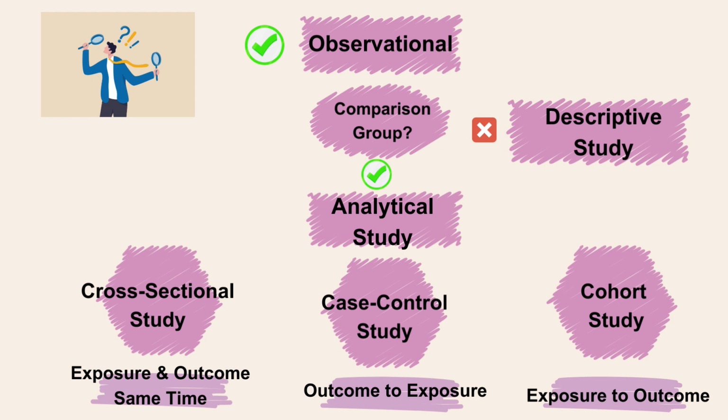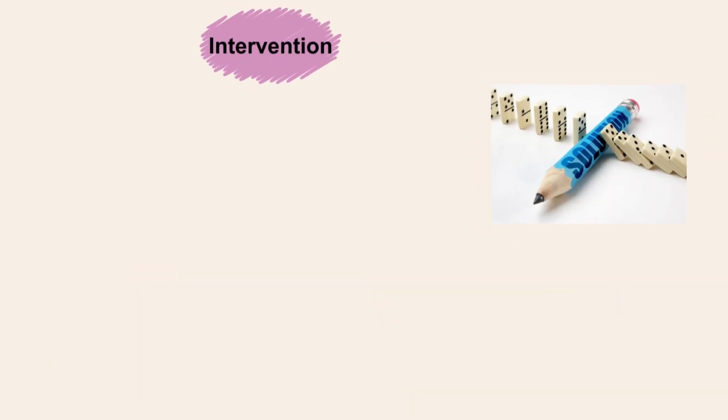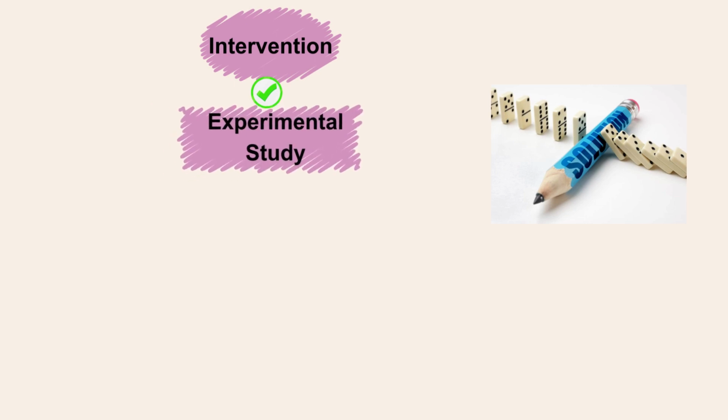Now we can go back to the first question, whether the researcher intervened in the situation. If the answer to this question is yes, that the researcher is going to intervene in it, then it is going to be an experimental study design.